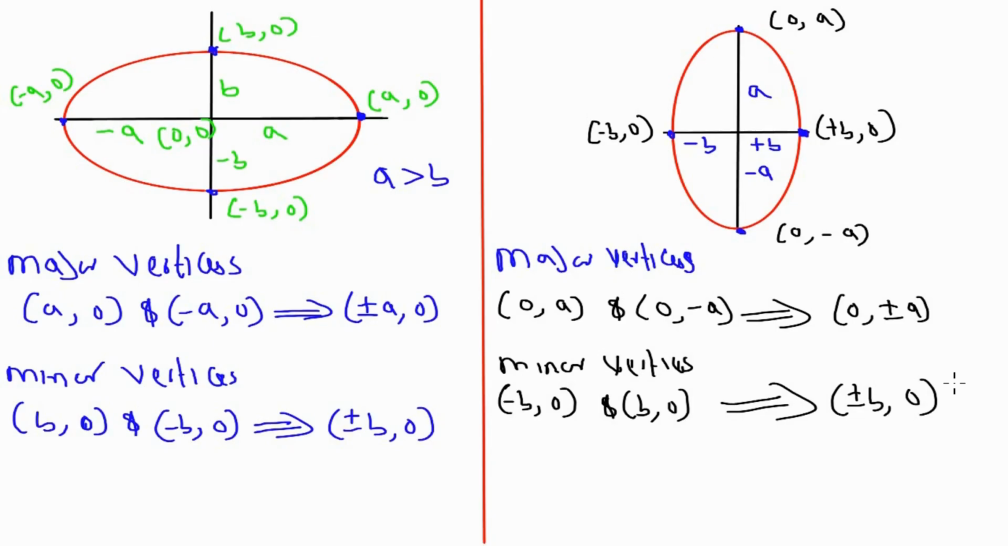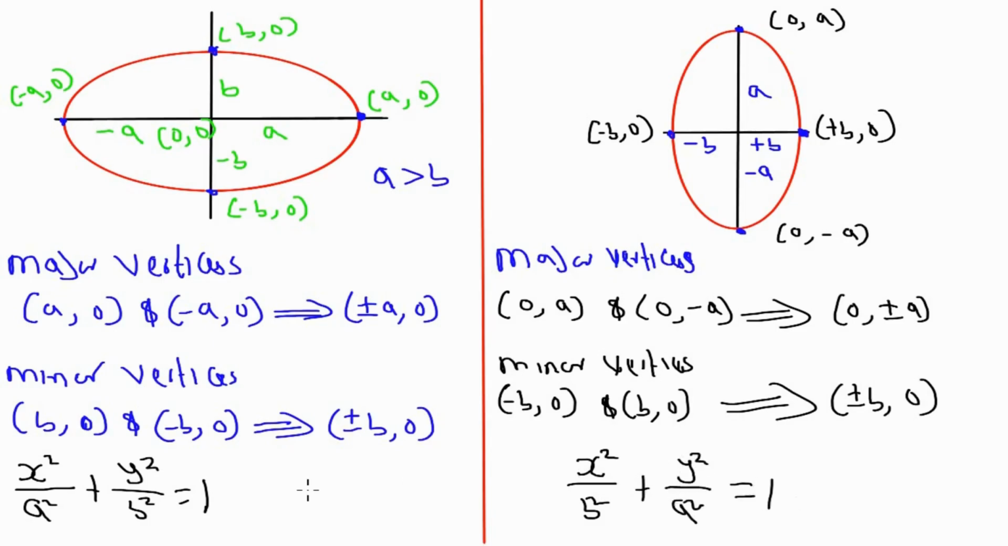You can have an ellipse that is not centered at the origin as well. We will also consider it in this video tutorial. Now that you know how to identify the coordinates of the vertices, the next thing you need to be familiar with is the equation of the ellipse. At the left-hand side, the equation is simply x squared divided by a squared plus y squared divided by b squared equals 1. And for the ellipse at the right-hand side, the equation is expressed as x squared divided by b squared plus y squared divided by a squared, and that still equals 1.